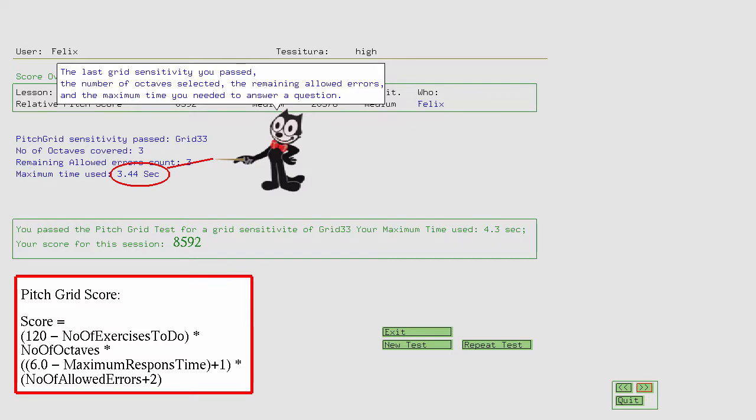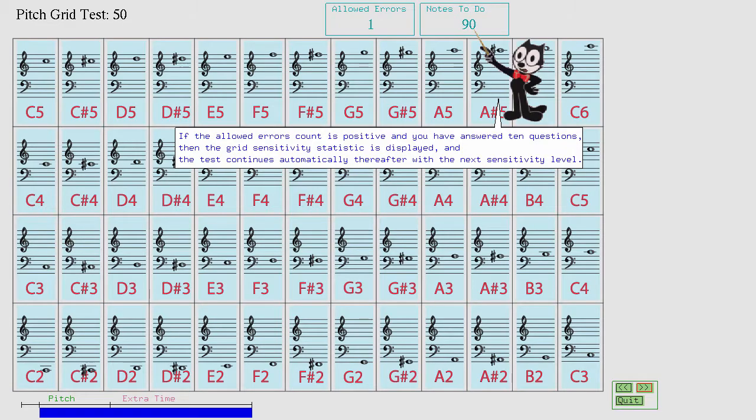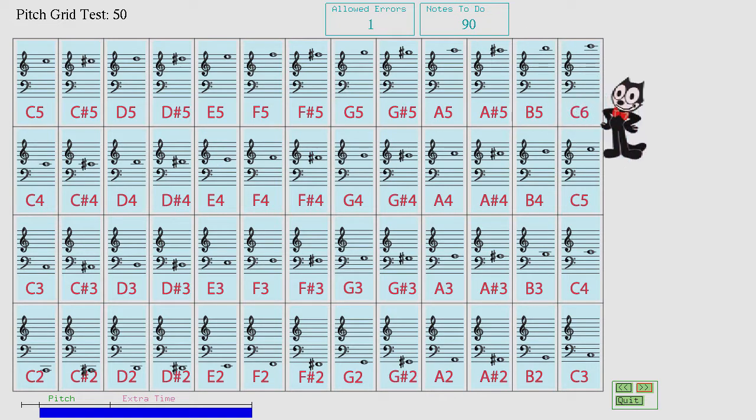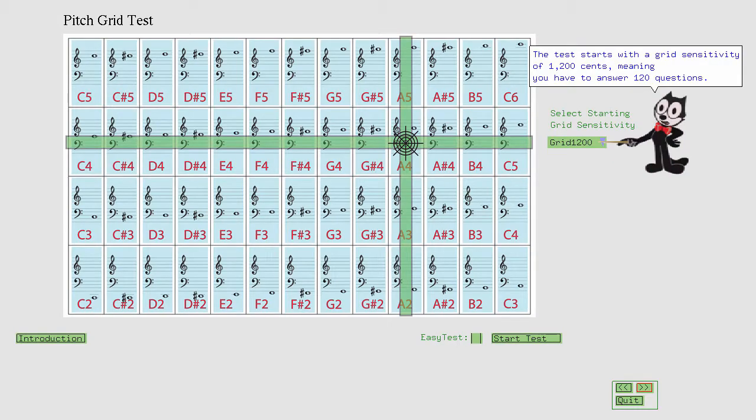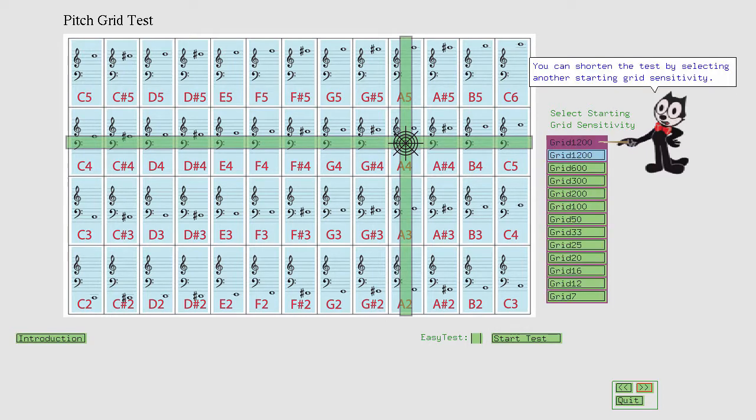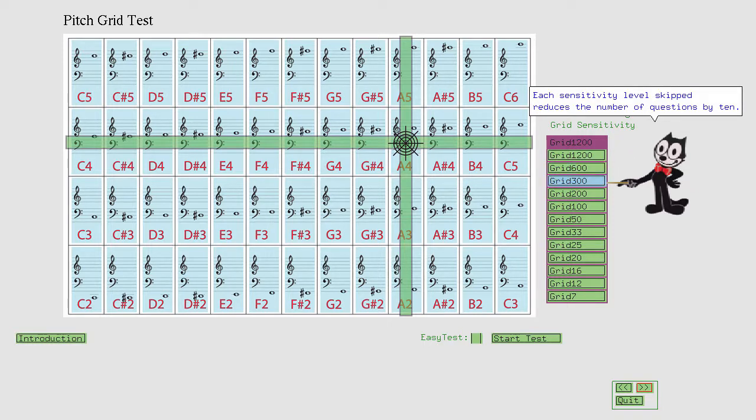answer a question. If the allowed errors count is positive and you have answered 10 questions, then the grid sensitivity statistic is displayed, and the test continues automatically thereafter with the next sensitivity level. The test starts with a grid sensitivity of 1,200 cents, meaning you have to answer 120 questions. You can shorten the test by selecting another starting grid sensitivity. Each sensitivity level skipped reduces the number of questions by 10.